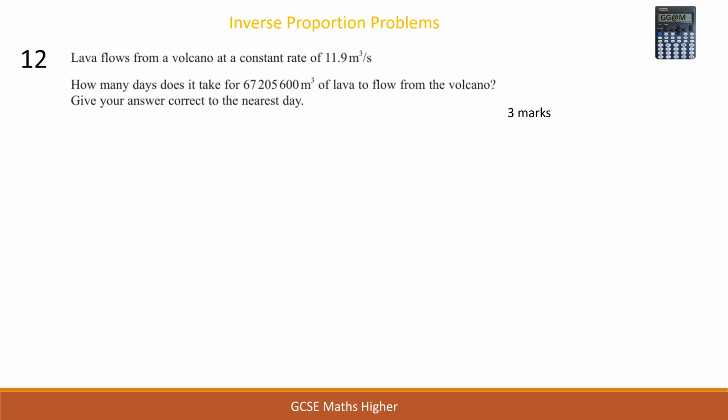Now, inverse proportional questions can lead to problems, so they're generally more wordy ones. So you've got lava flowing at a constant rate of 11.9, and you've got to work out how many days it takes for 67,205,600 meters cubed of lava to flow from the volcano. So they're the key words in the question. You can give your answer to the nearest day, and this is worth 3 marks. Press pause, have a go at working out the answer, press play when you're ready to hear the answer.